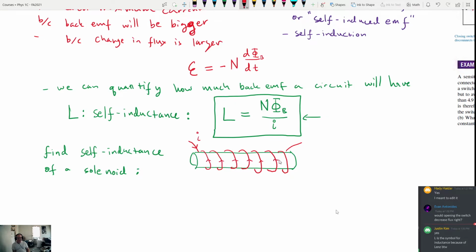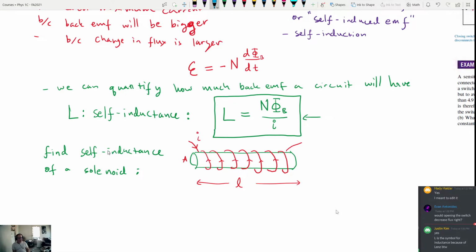Let's say that the length of my solenoid is L in this direction. Let's say the cross-sectional area of an end cap is A. And we can then say that with the direction that the current's flowing there, there's going to be a magnetic field that's produced here.